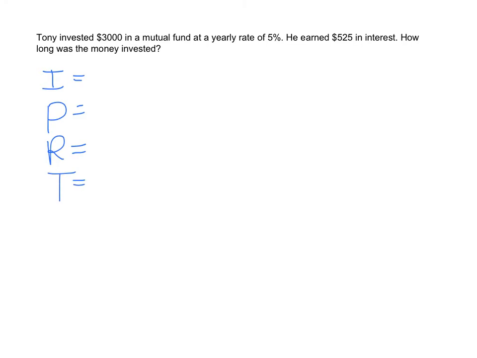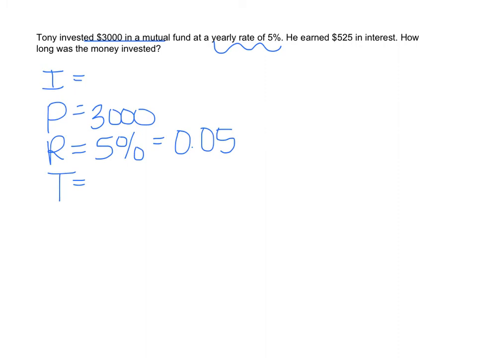So it says he invested $3,000. That's your principal, or your starting amount that you put in, at a yearly rate of 5%. Again, you need to make that 5% be a decimal. So 5% as a decimal is 0.05. And I tell you that your interest is $525. So in this example, we are solving for time.